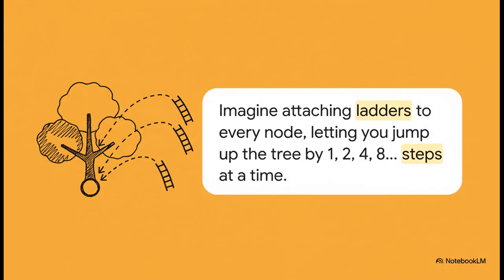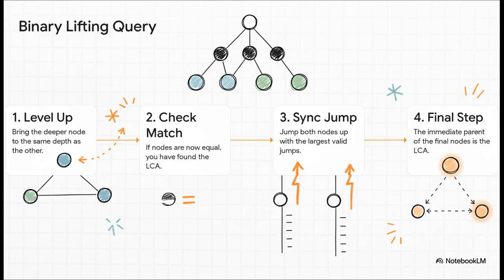The whole idea here is to do some work up front, what we call pre-computation. For every single node in the tree, we're going to figure out who its parent is, who its parent's parent is, its fourth ancestor, its eighth, and so on, all the powers of 2. You can just think of these as having magical ladders of different links attached to every node, letting us climb the tree exponentially fast.